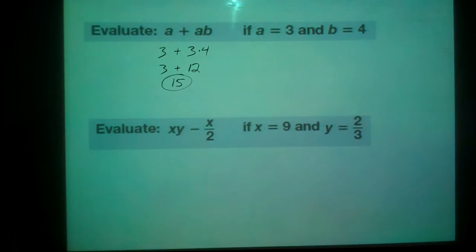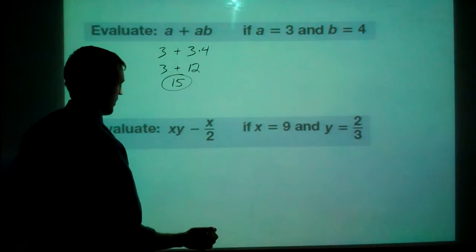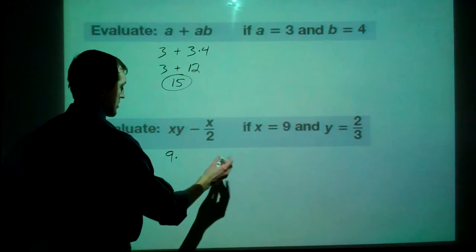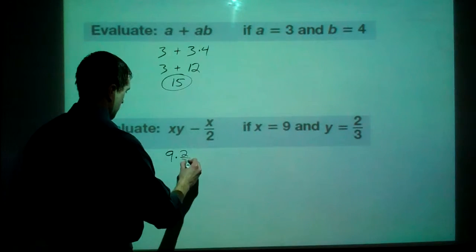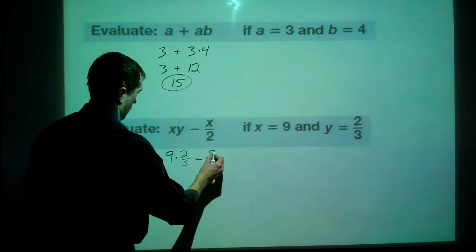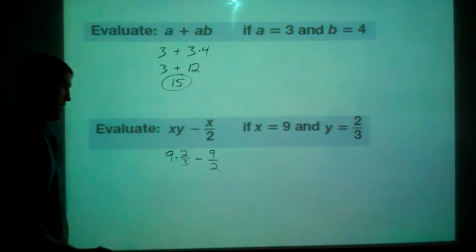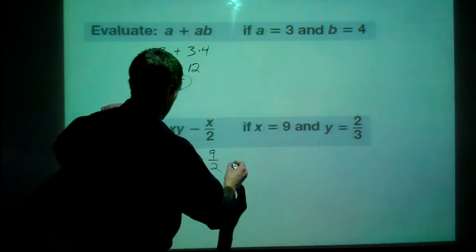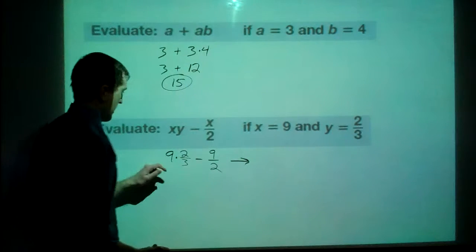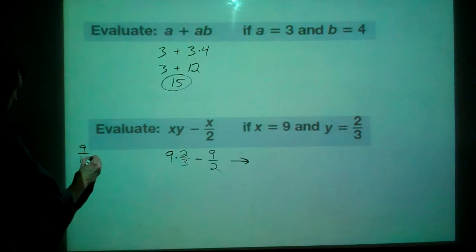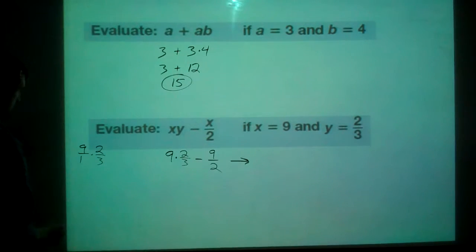Evaluate x times y minus x over 2 if x equals 9 and y equals 2/3. Alright, if x is 9, this is 9 times y, or 2/3, minus x over 2, that's 9 over 2. And we're going to have to do some multiplying first. So we have 9 times 2/3, or a little sidebar, do 9 over 1 times 2 over 3.